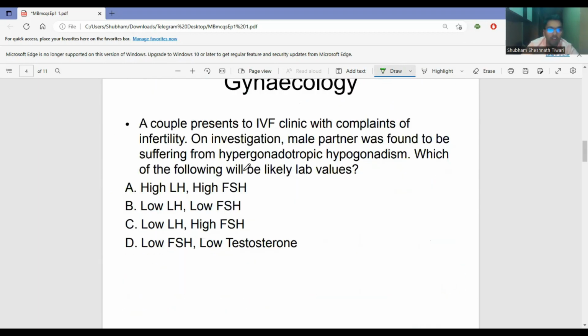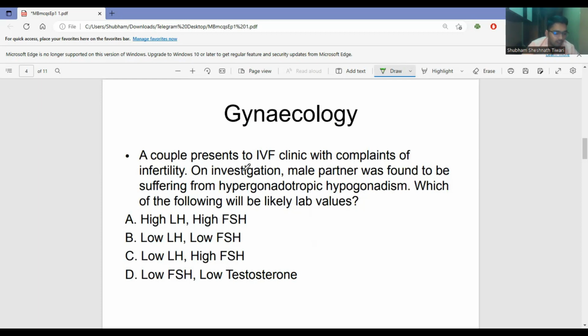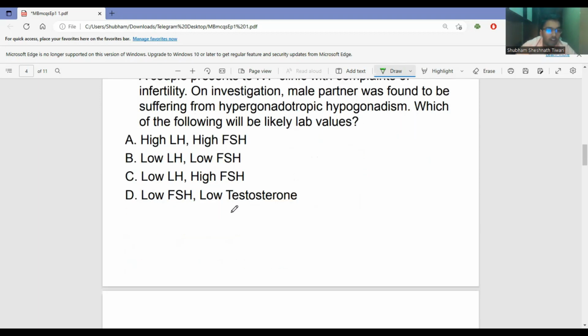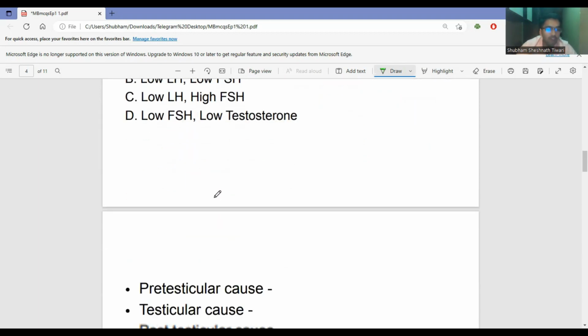Let's move on to the next question. Now this one is a gynecology question. A couple presents to the IVF clinic with complaints of infertility. On investigation, the male partner was found to be suffering from hypergonadotropic hypogonadism. Which of the following will be the most likely lab values? Option A says both LH and FSH would be high. Option B says both LH and FSH would be low. Option C says decreased LH and high FSH, and option D says low FSH, low testosterone.